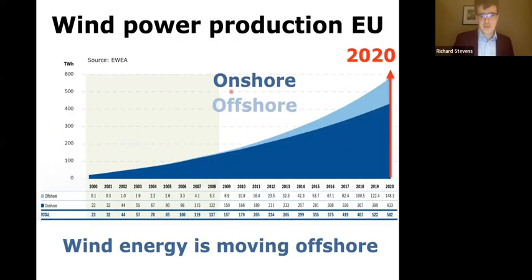In this graph, we see the development of onshore and offshore wind energy in the European arena. Traditionally wind energy was mostly produced onshore, but nowadays there's a big trend also towards offshore wind energy. The end of the graph is 2020. So we see that offshore wind energy is really taking off, because there's more space there, and one of the trends is that wind energy is moving more offshore.